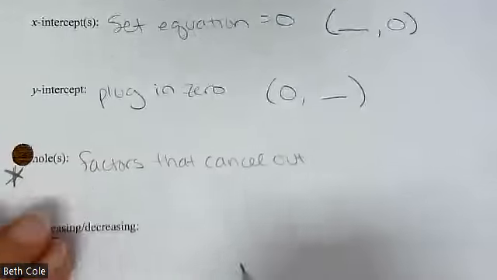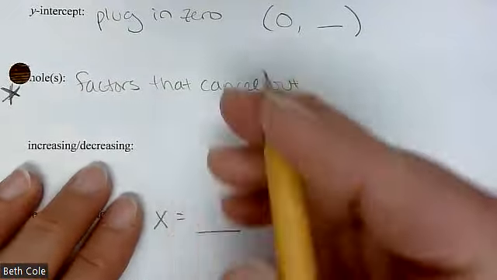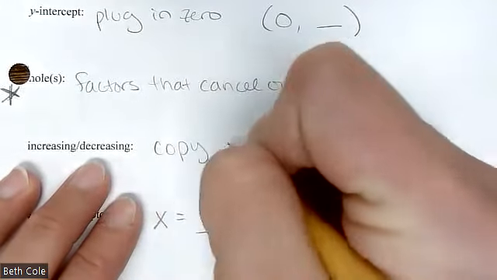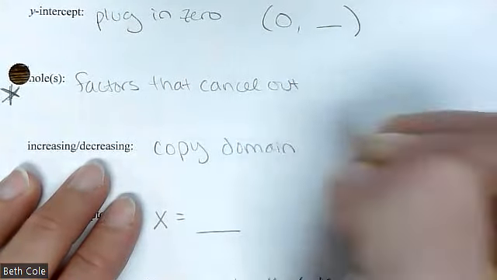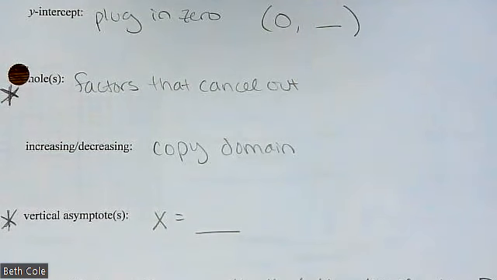And then increasing and decreasing, you read it left to right. So you're going to copy over the domain. It's always the domain. It's never going to be the range because you read left to right and that's x values. I would never take off for spelling, just write ASYM. But this is how you spell it. There's a silent P in the middle. Asymptote.